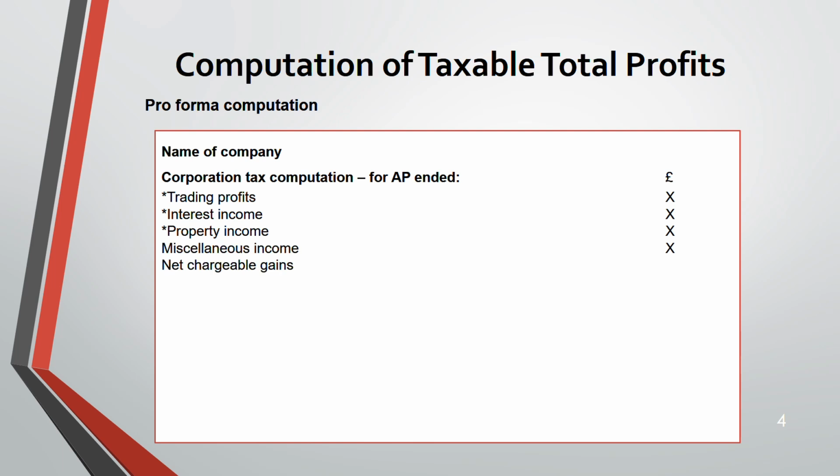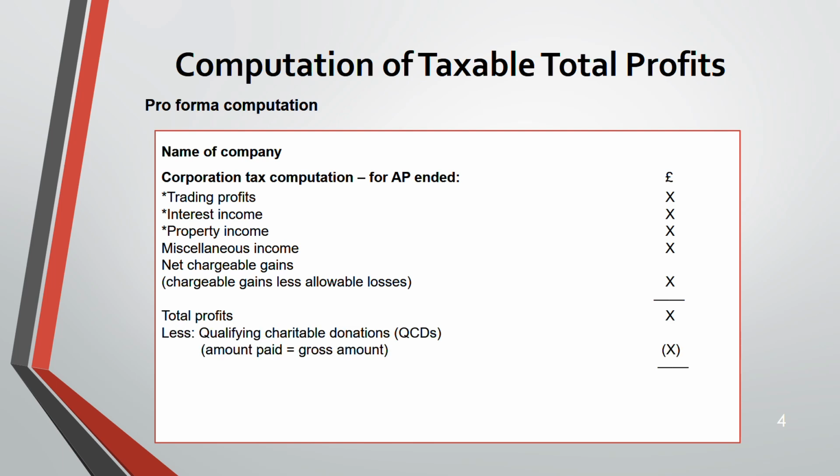Then net chargeable gain. You add net chargeable gain after you take all your income with your trading profit. That's net chargeable gain, which means all your chargeable gains less allowable losses. Then you get the total profit. Here you deduct your QCD, which has to be the gross amount, which normally in the exam you will be given. Then you get your TTP. So from total profit, if you do not deduct QCD, you will not get taxable total profit. You will only get total profit.